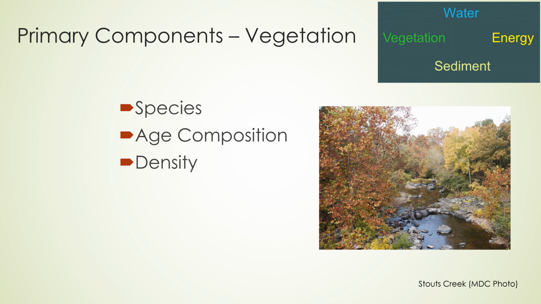The balance of our primary components will change when changes occur in the vegetation. Reduce the amount or density of vegetation, and the water will have higher velocity and the balance will shift towards erosion. Increases in the amount or density of vegetation, and the water will have lower velocity and lead towards deposition.